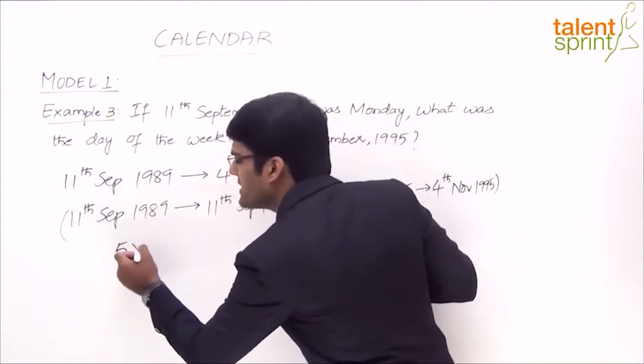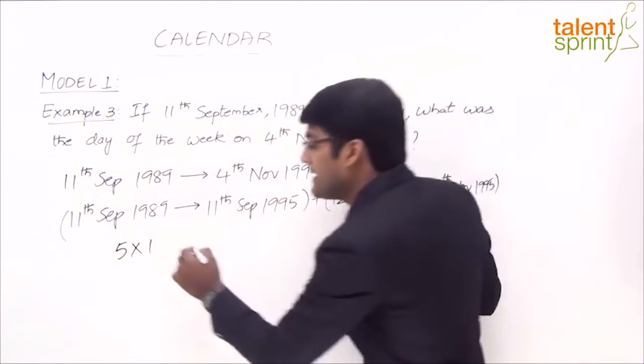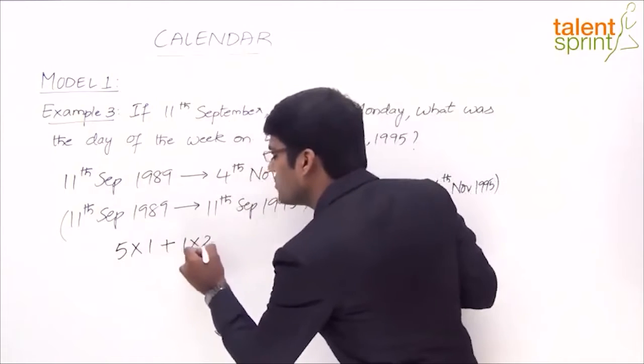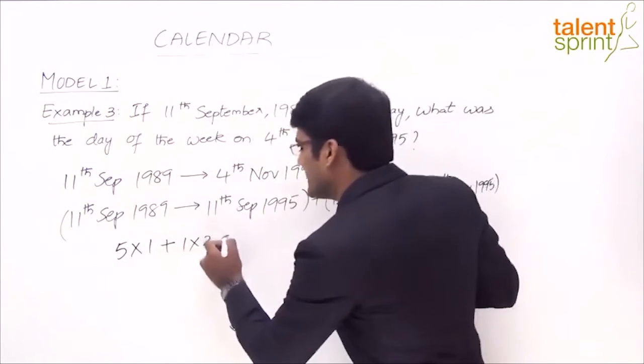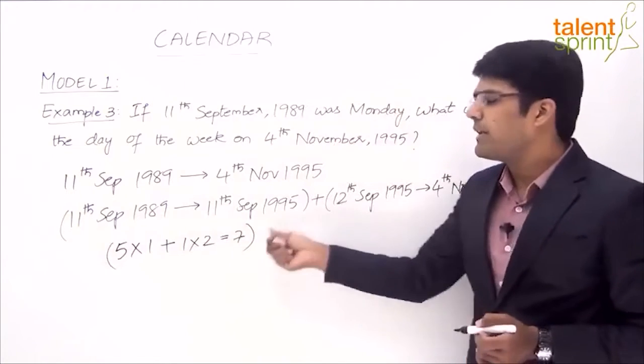Alright, so what will be the total number of odd days? Each of the ordinary years will give us 1 odd day. So 5 into 1, 5 odd days, plus 1 leap year will give us 2 odd days. So altogether we have got 7 odd days in the first period, right? 5 into 1 plus 1 into 2.